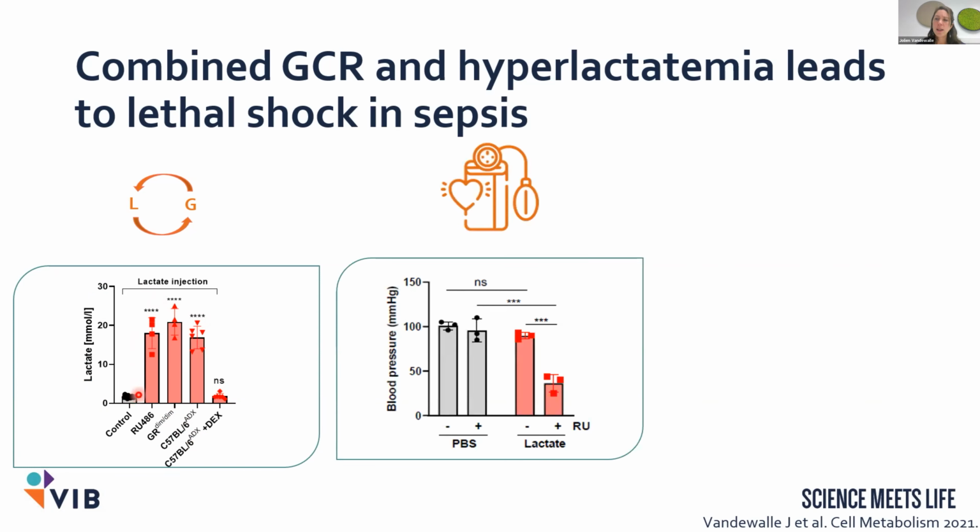Then we wondered why those mice die, and as they die very fast, we measured the blood pressure in those mice. So when lactate is injected in normal mice, so mice which have been injected with DMSO, this is no problem. They have a normal blood pressure. However, when lactate is injected in mice which have been pre-treated with RU486, we can see that there is a deeply deadly hypotension in those mice.